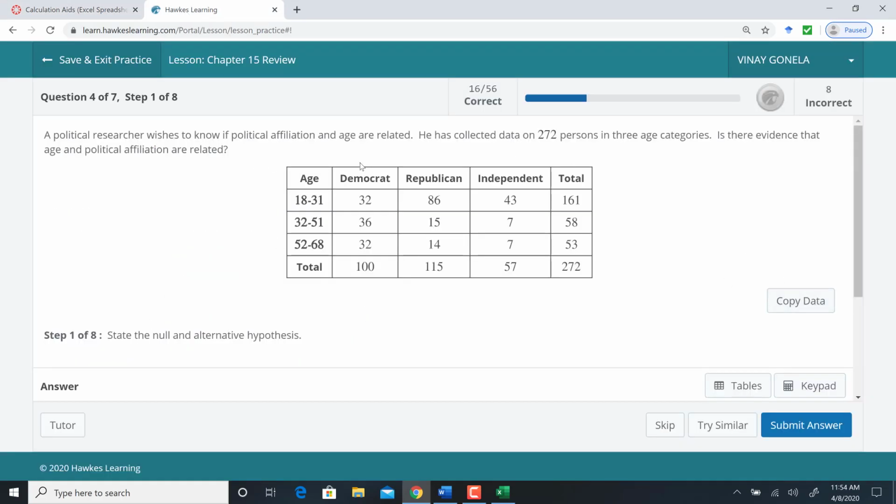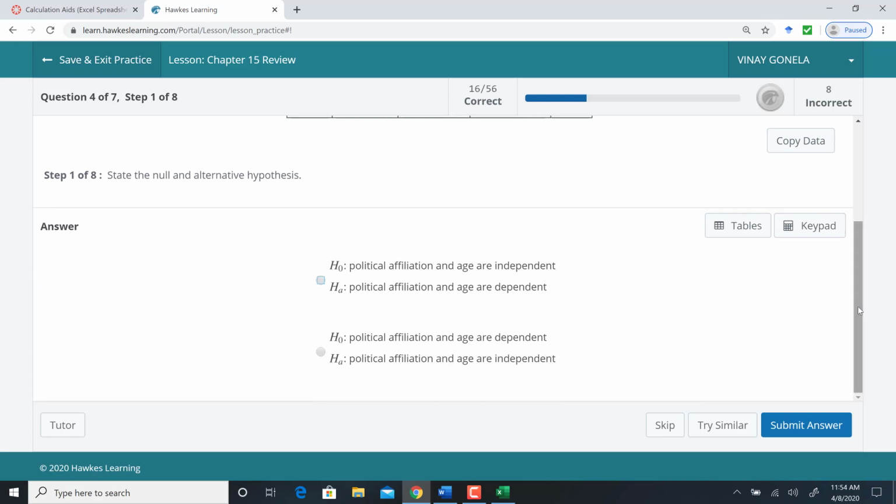So the first question is to state the null hypothesis. A political researcher wishes to know if political affiliation and age are related. He has collected data on 272 persons in 3 age categories. Is there evidence that age and political affiliation are related? The null hypothesis is that political affiliation and age are independent, and the alternative is that political affiliation and age are dependent.